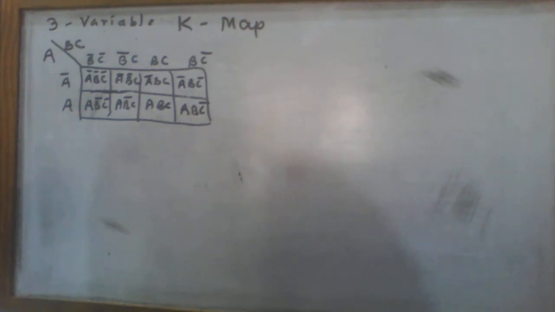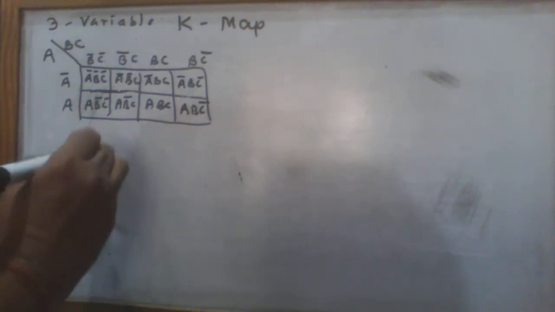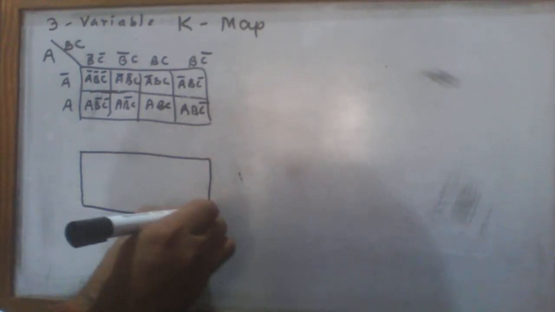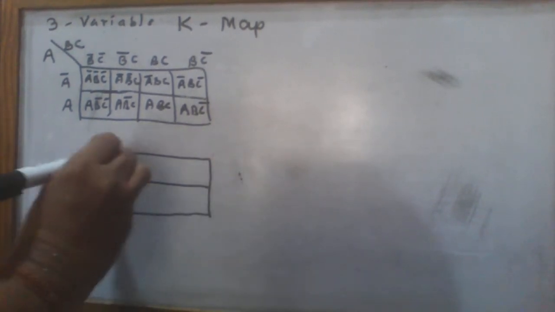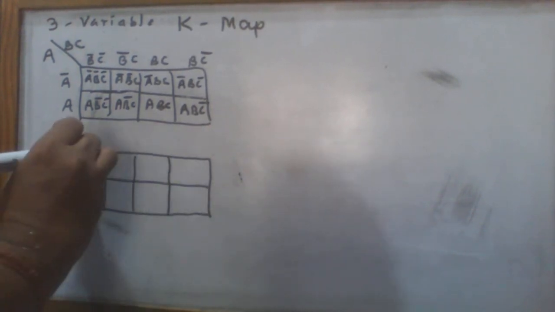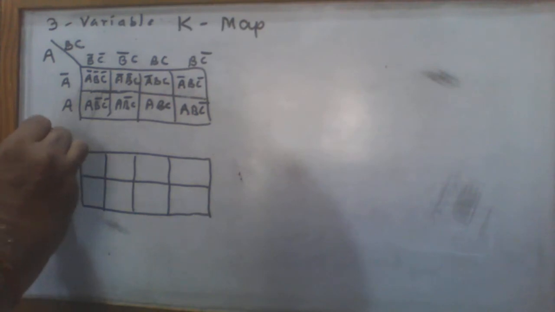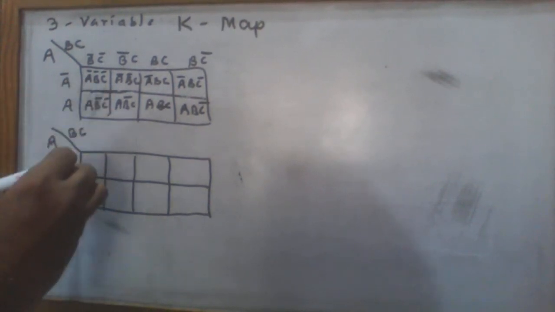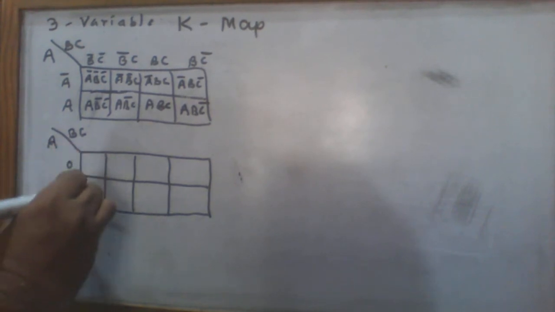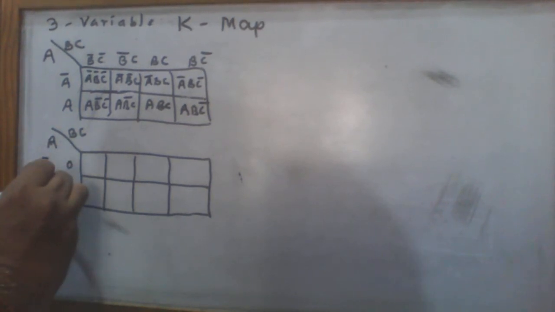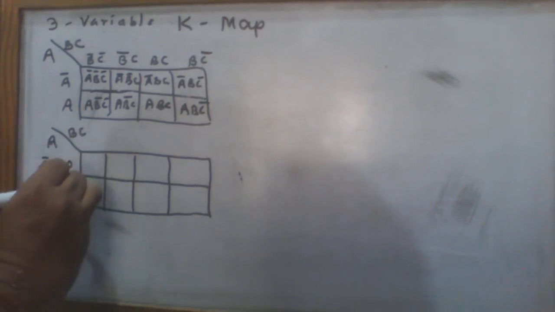Or the three variable K-map can also be written like this. Or it can also be written in this way also. Two or three different methods are there and we can plot these K-maps with the help of any one of the methods which is suitable to us. This one is 0, this one is 1. This 0 stands for A bar, 1 stands for A.